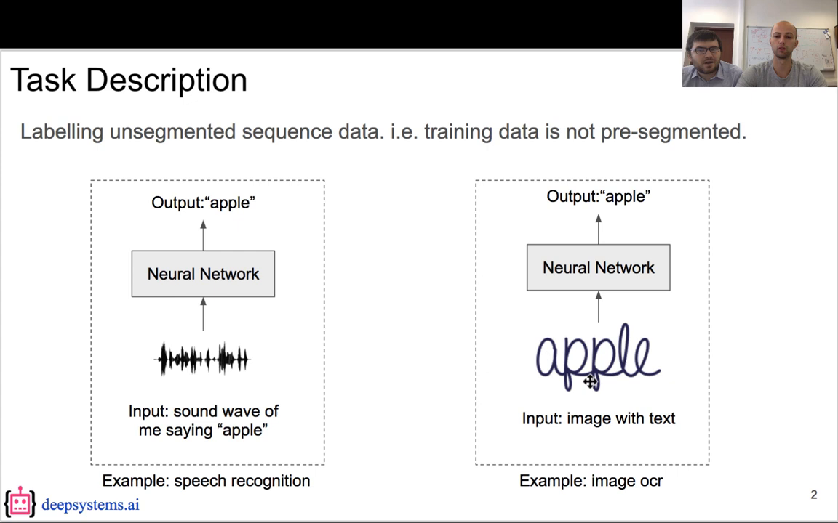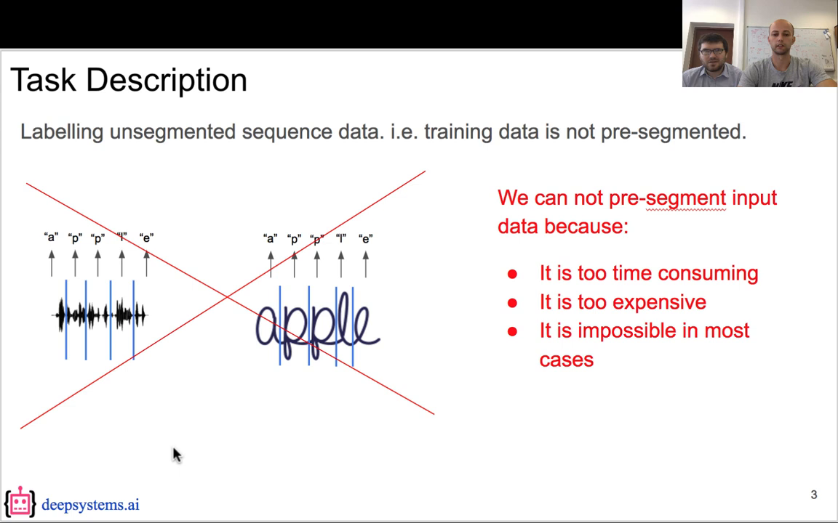Before we continue, we must explain the meaning of the word unsegmented. In other words, the length of output differs from the length of input sequence. And it is important to understand that we cannot match which part of input sequence corresponds to output symbol. Thus, in most cases, we cannot presegment input sequence. Fortunately, there is a great loss function called CTC that will help us to train such systems.